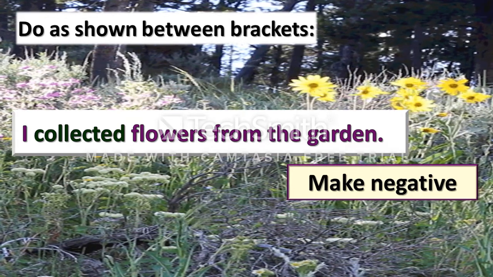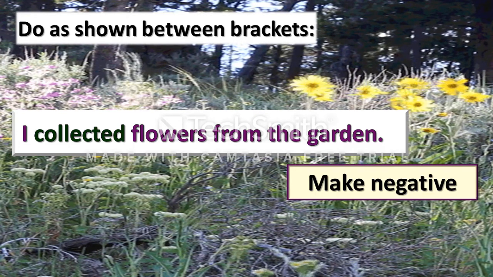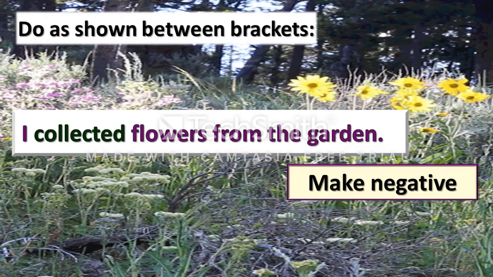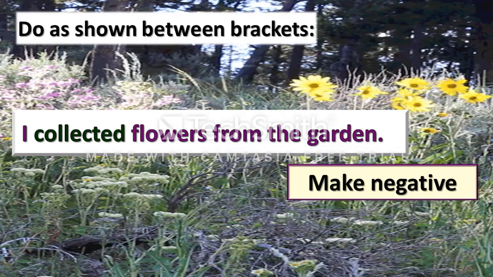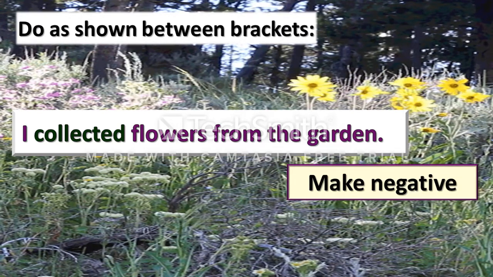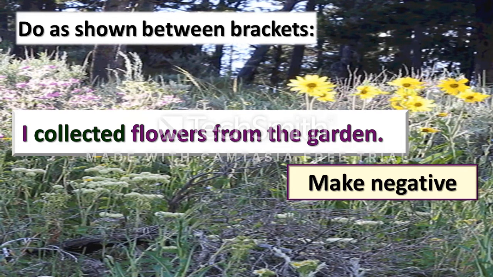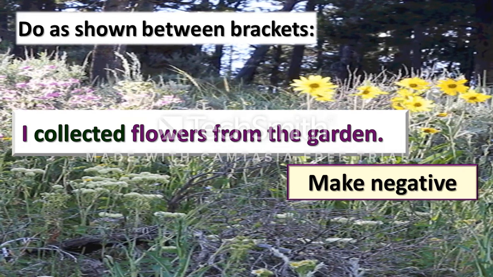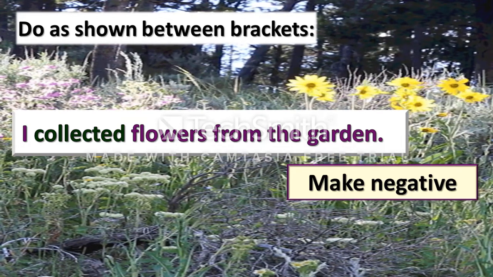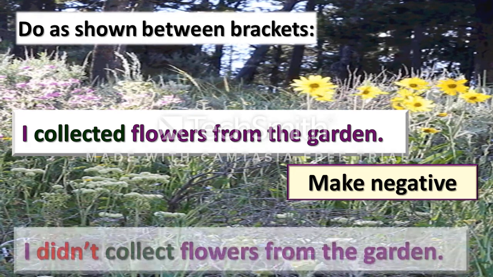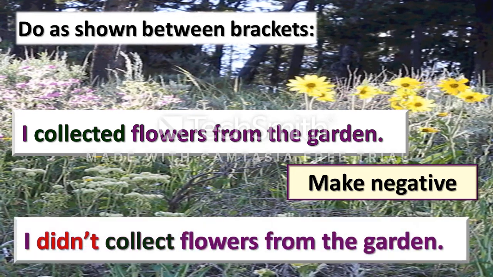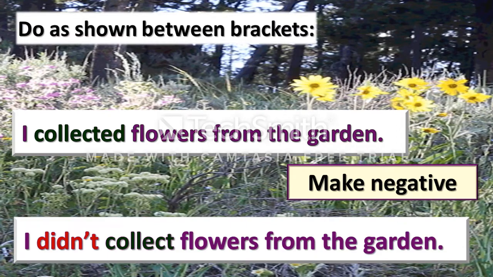First, we have to look at the verb in the sentence. We have collected. Collected, what's its tense? Past simple, because we have -ed at the end of this verb. So for the negative in the past simple, we take didn't and make the verb infinitive. Let's see the answer. I didn't collect flowers from the garden.